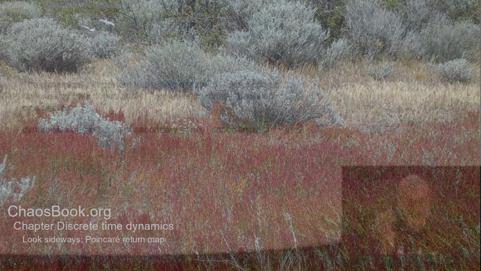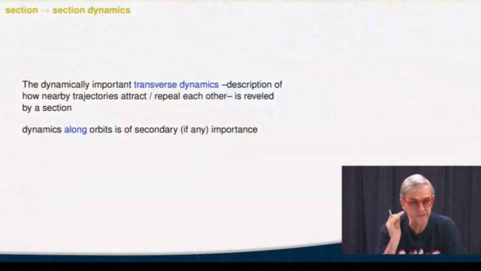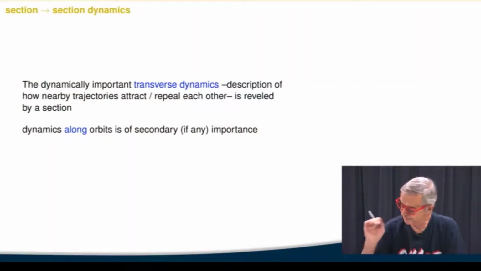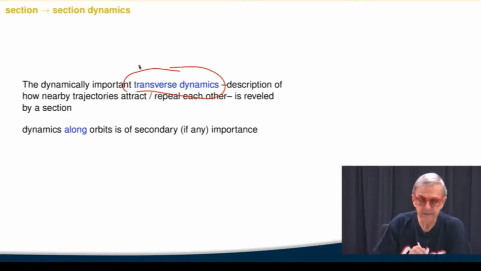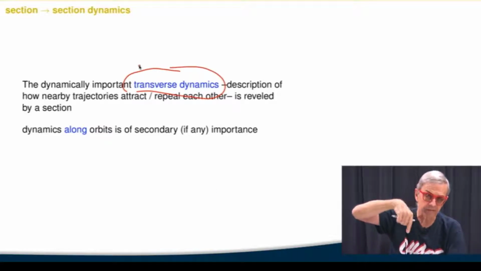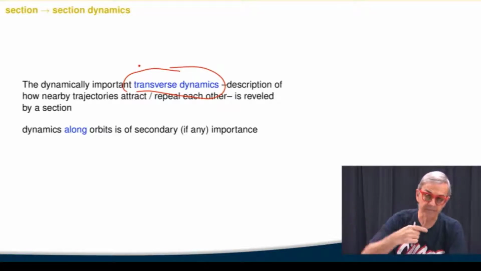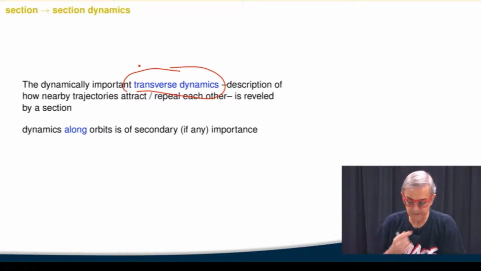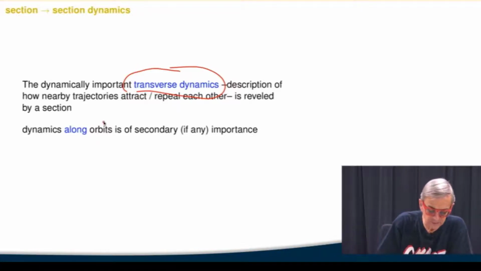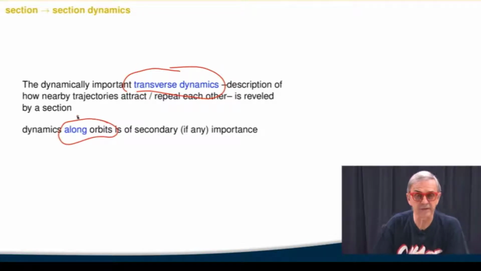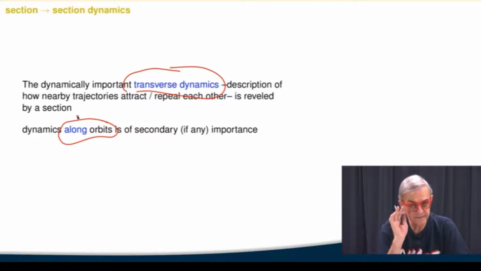So what we learned from the section was something that was very hard to visualize from the full flow. What we learned is that what's important is transverse dynamics. We were whirling around, and that was pretty uninteresting. But what was going on in the transverse direction, that was very interesting. So dynamics along the orbits has some role, but it's not actually very important. And that's the real essence of the Poincaré section.